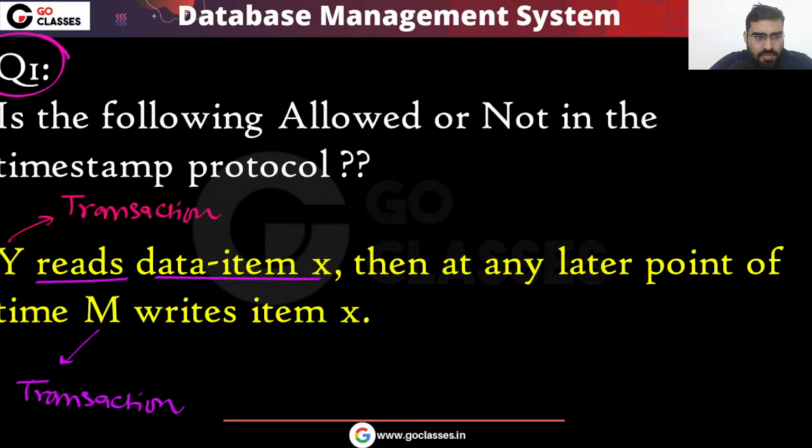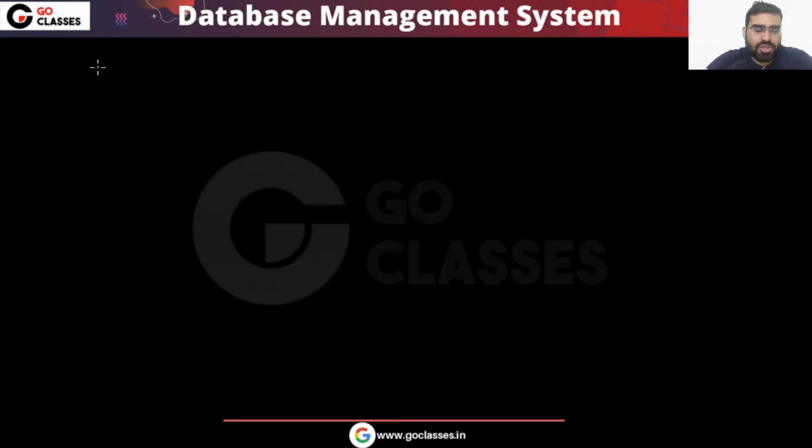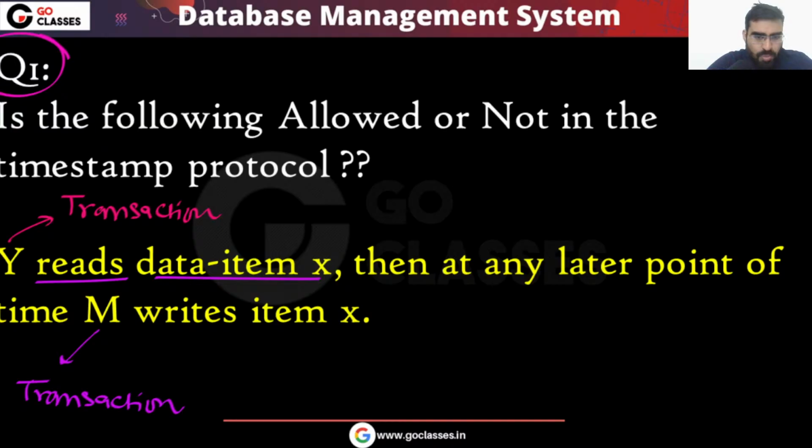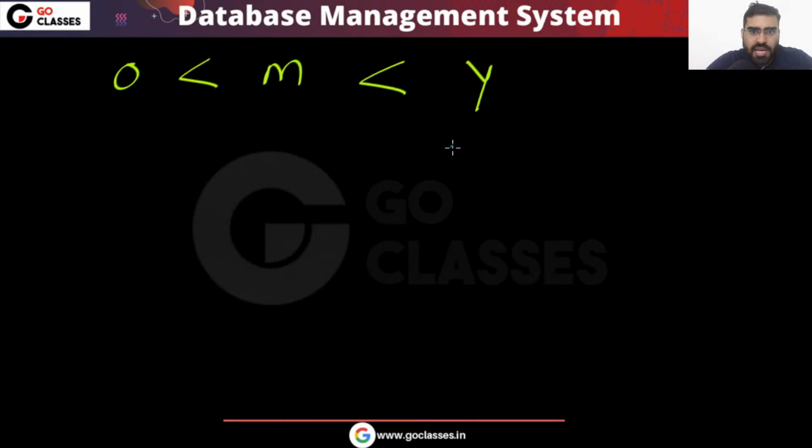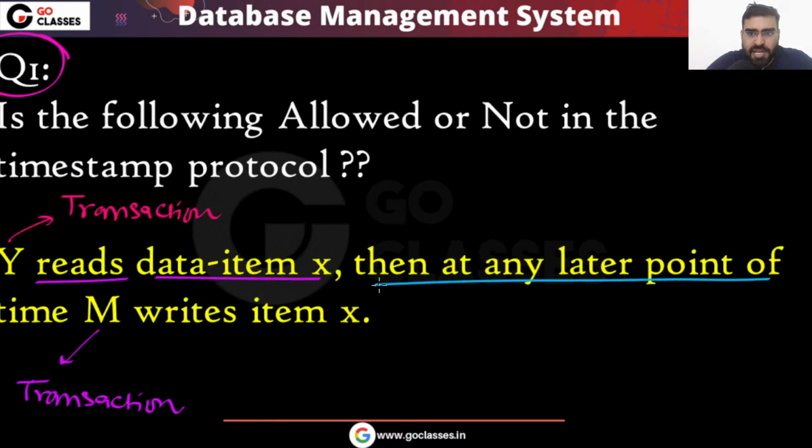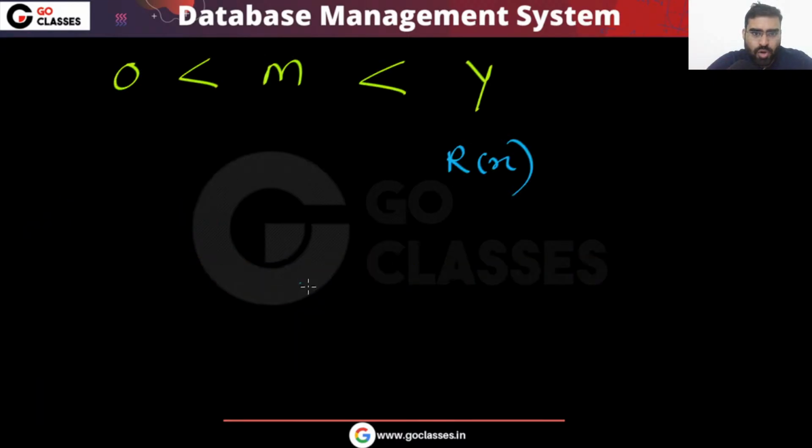If you are confused, always draw the chart. So what is the chart? You know that Y is youngest. There is Y, there is O, there is M. These are the transactions. Always draw the chart, don't give me a wrong answer. Y is reading data item X. Then after some point of time, M writes item X.